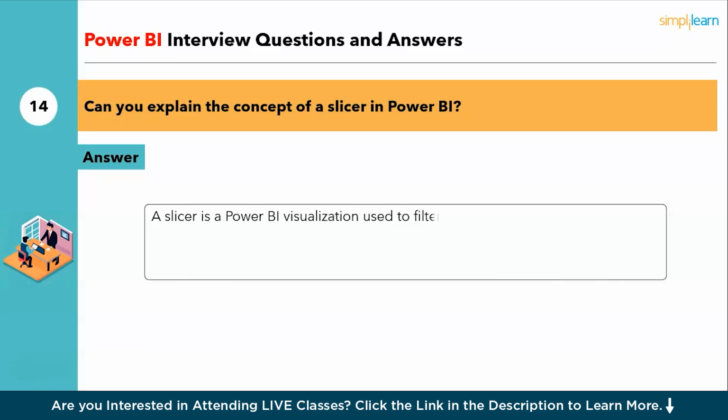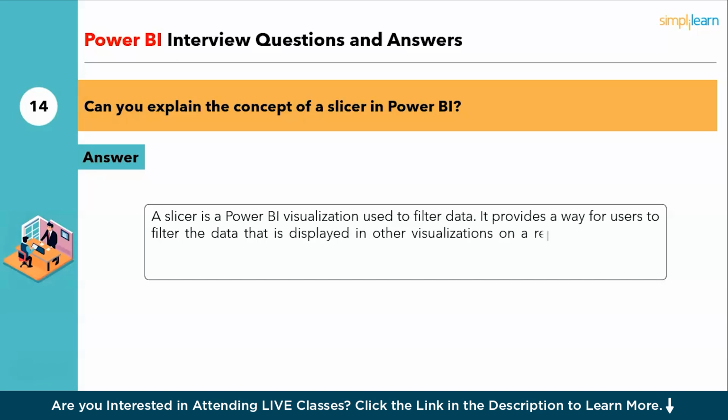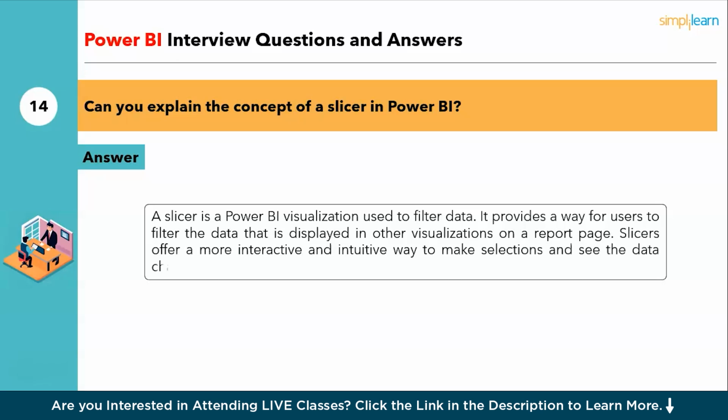A slicer is a Power BI visualization used to filter the data. Basically, it's nothing different from a filter, right? It's just an option like a drop down that you create in Excel using data validation. That's the same in Power BI as well as Excel. You just have a slicer option where you can provide your selection and it will give you an end report. So basically it's a filter.